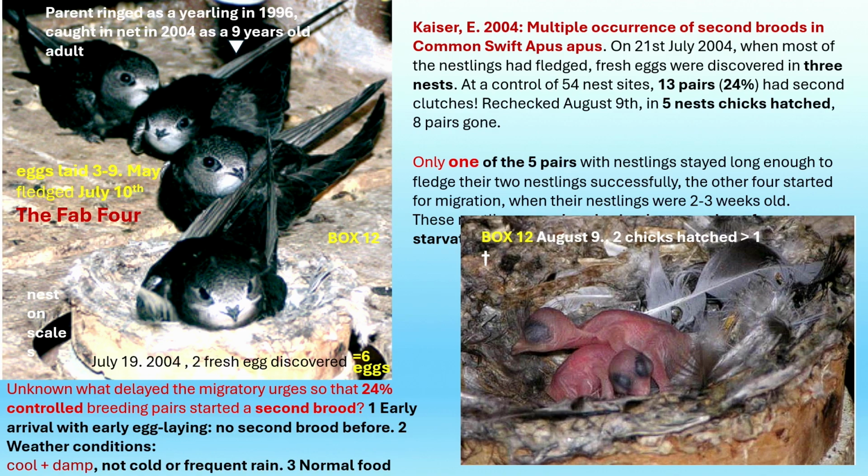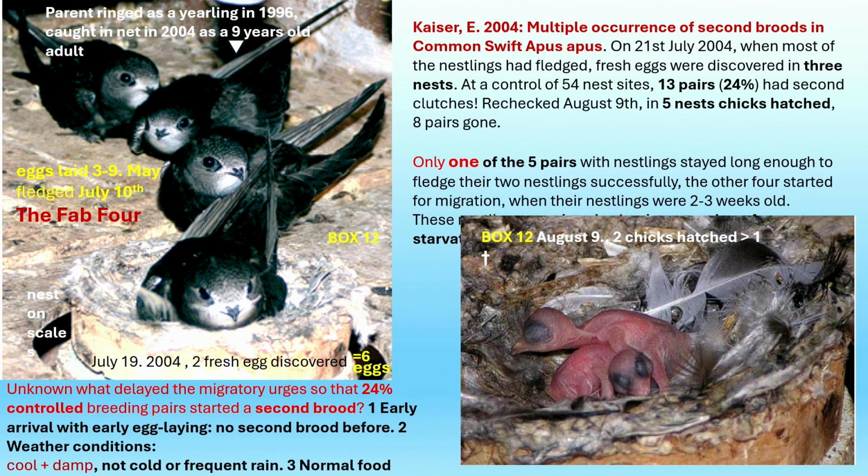Afterwards, in the same year, there appeared second broods. 3 nests had eggs. And that's quite exceptional because swifts don't do that usually. And it's unknown what delayed the migratory urges, so that 24% of controlled breeding pairs started a second brood.